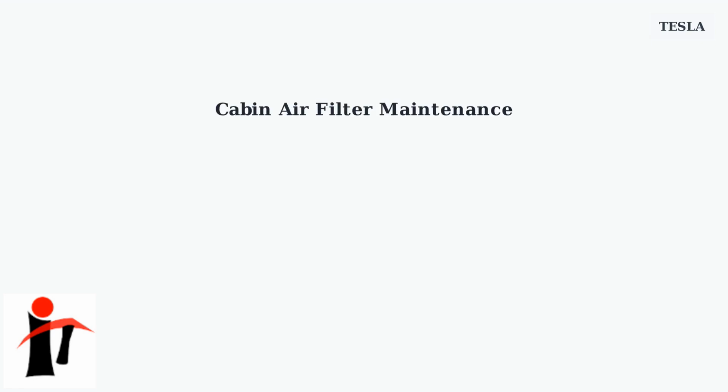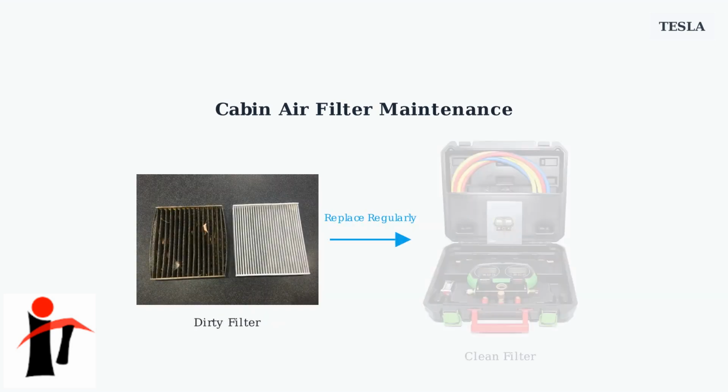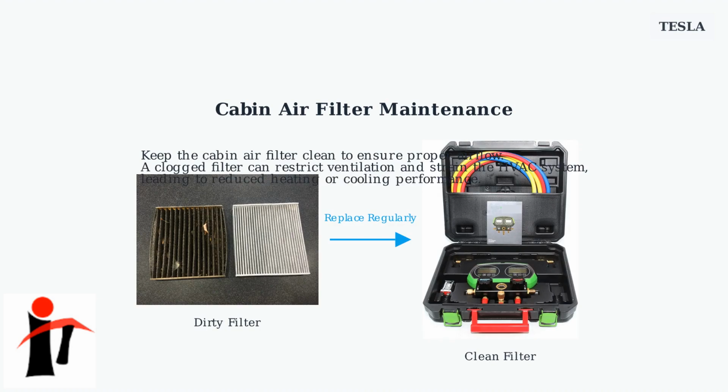Keep the cabin air filter clean to ensure proper airflow through the HVAC system. A dirty filter filled with dust, leaves, and debris can restrict ventilation and put extra strain on the system. Compare a dirty filter that's clogged with debris to a clean, new one. Regular replacement prevents reduced heating or cooling performance and helps maintain overall system efficiency.